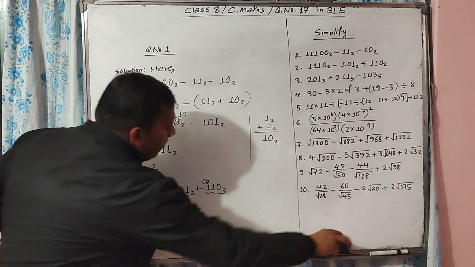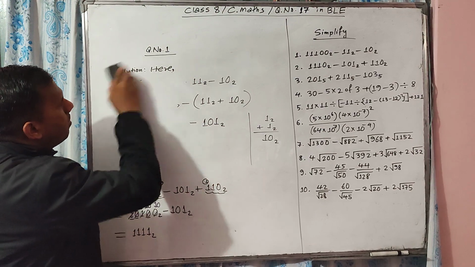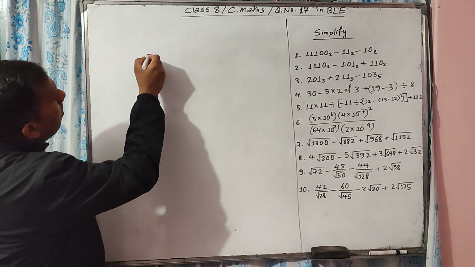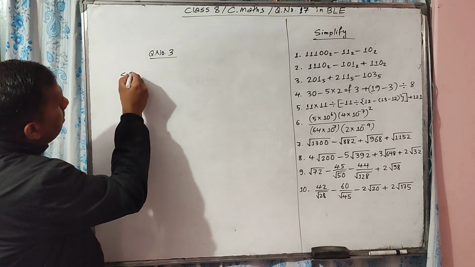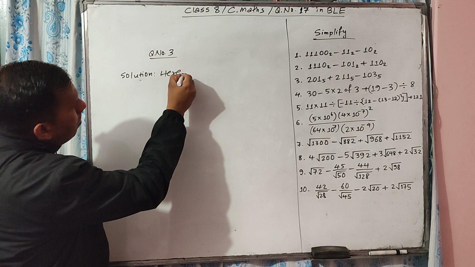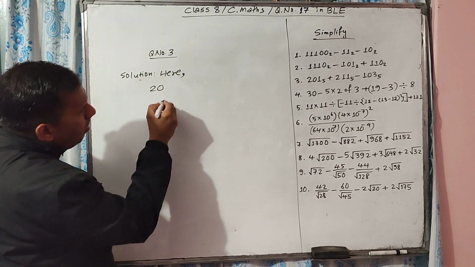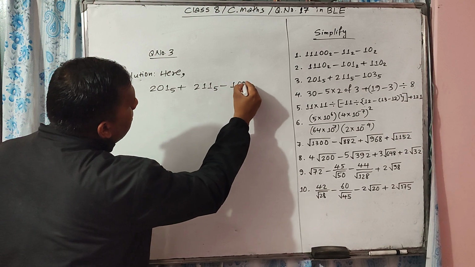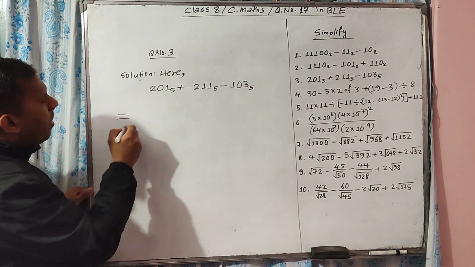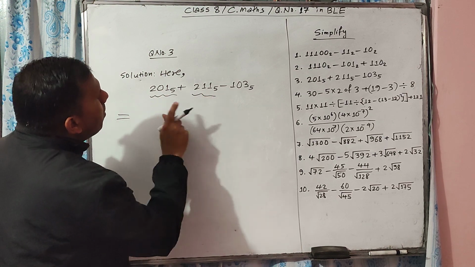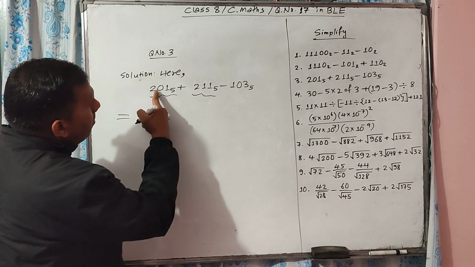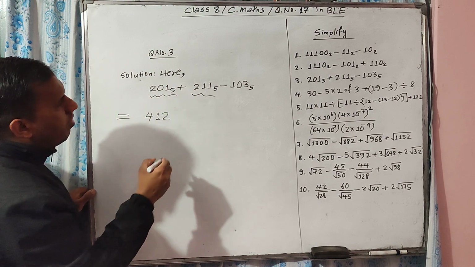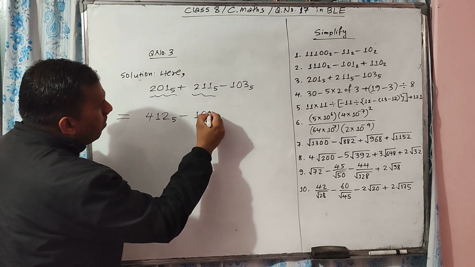Now we go to question number 3. Question number 3. Solution here. (201)₅ plus (211)₅ minus (103)₅. So first of all, adding the first and second numbers. 1 plus 1 is 2. 0 plus 1 is 1. And 2 plus 2 is 4. So (412)₅ minus (103)₅.